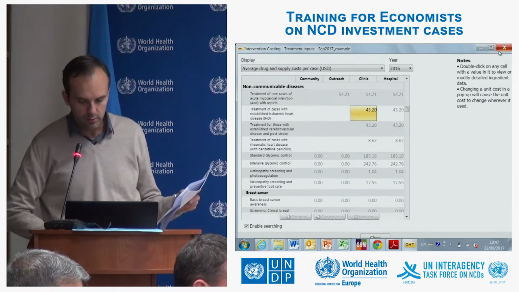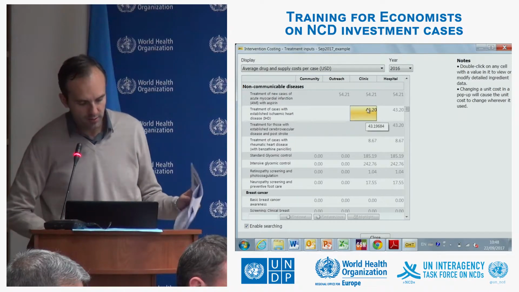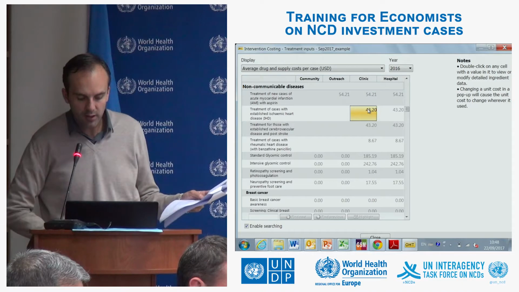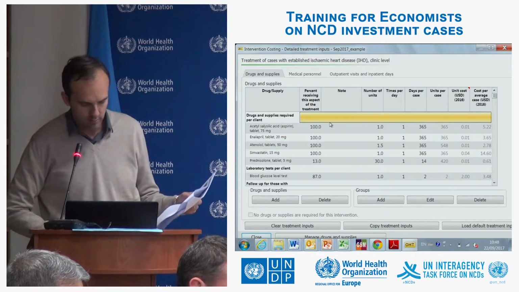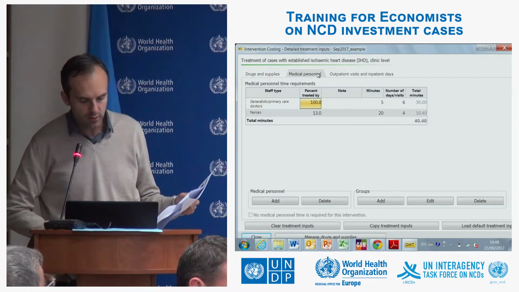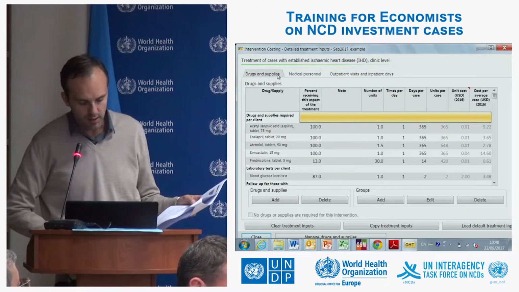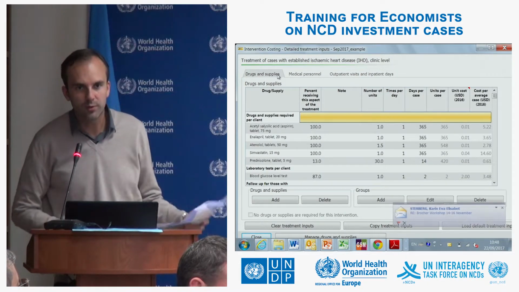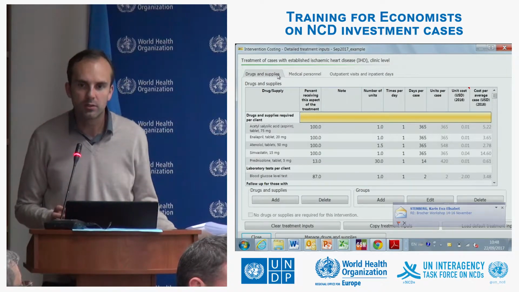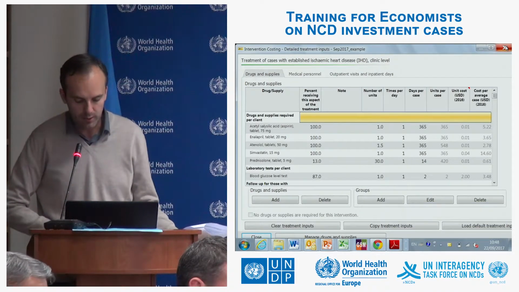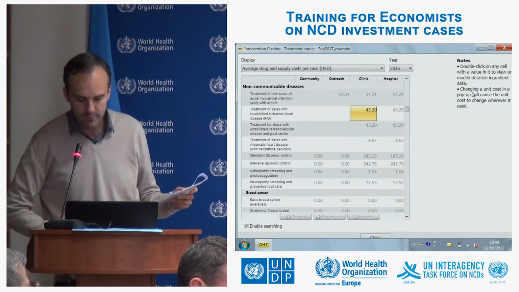Sorry, I went a bit quickly. I picked one where it was treatment of cases with heart disease as an example. Clicking on the cost there gives you the different things that form up that. It gives you all the drugs, all the medicines, the personnel, and the outpatient days. These are really the inputs, the P's that you need to think about. Again, this is just having an idea.